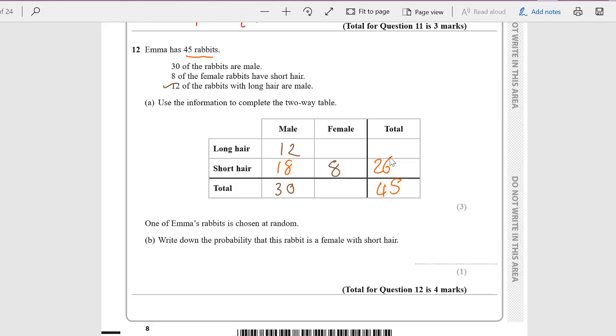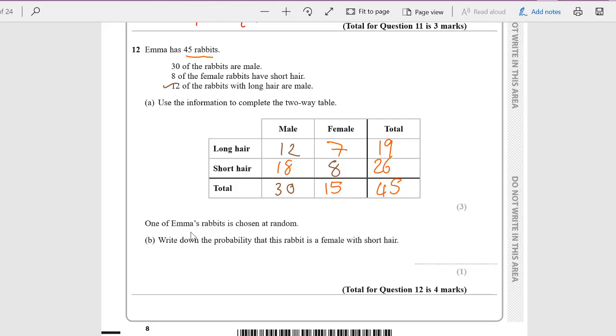Okay, so we've got 26. We subtract that from 45. That means we get 19. And so 12 and the 19 being the total, which means that female is going to have 7. And then we can add the final space, which is 15, total of 15 female rabbits.